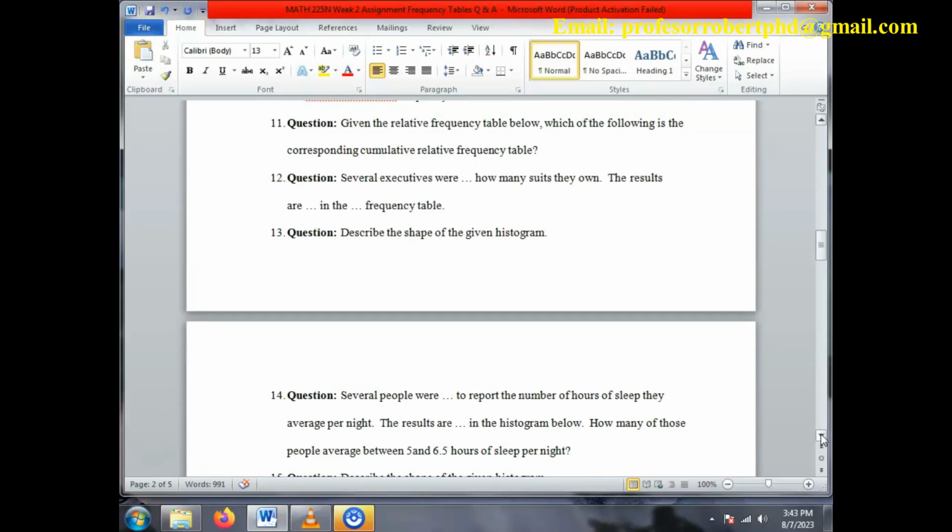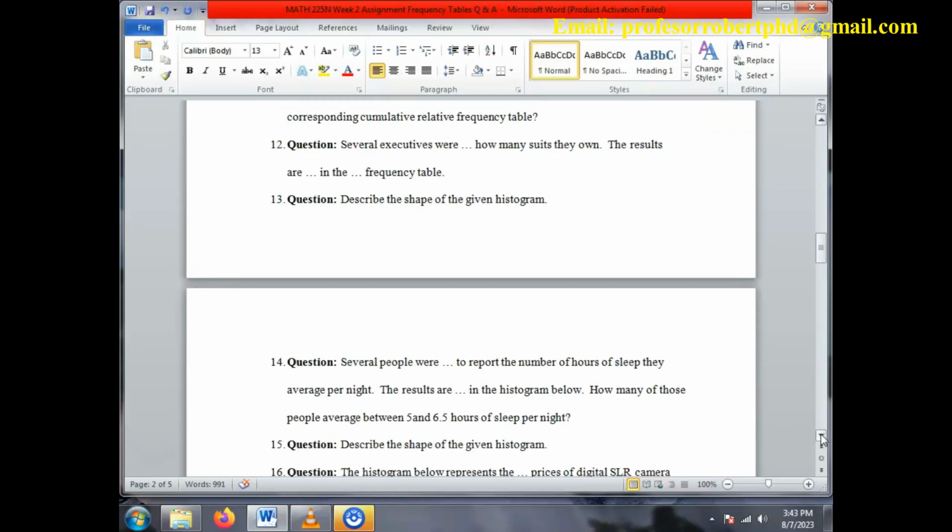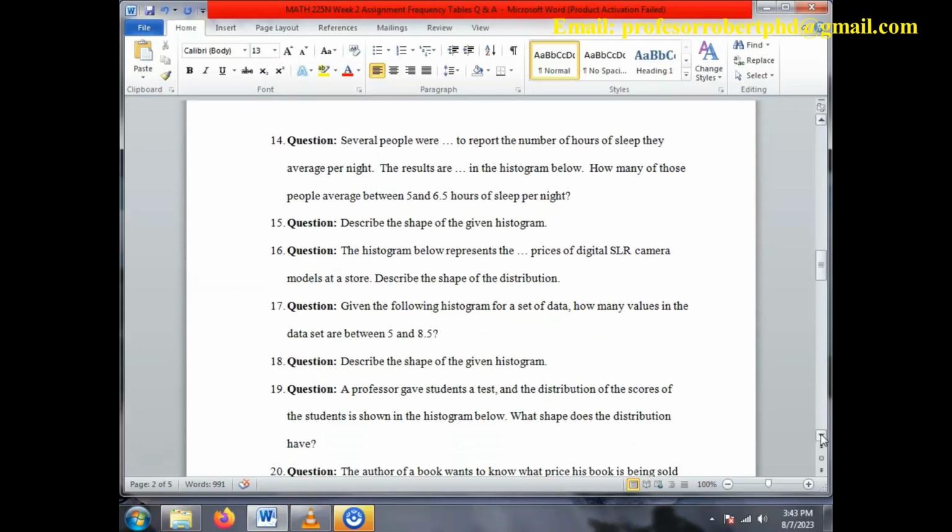13. Question. Describe the shape of the given histogram. 14. Question. Several people were asked to report the number of hours of sleep they averaged per night. The results are in the histogram below. How many of those people averaged between 5 and 6.5 hours of sleep per night? 15. Question. Describe the shape of the given histogram. 16. Question. The histogram below represents the prices of digital SLR camera models at a store. Describe the shape of the distribution.